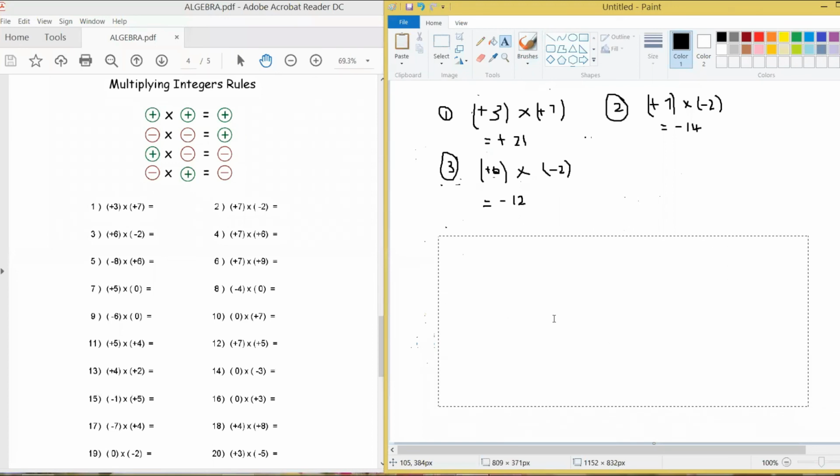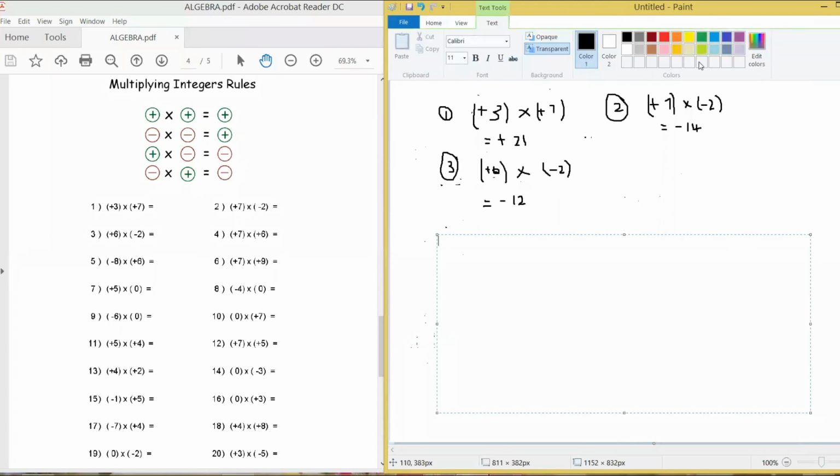So I just hope I was able to clear whatever misunderstanding you guys had there. I'm now going to put the answers for the others. So you have number 1, 2, 3. I'm now going to put number 4 answer.